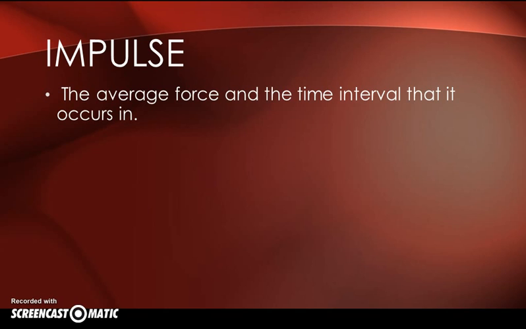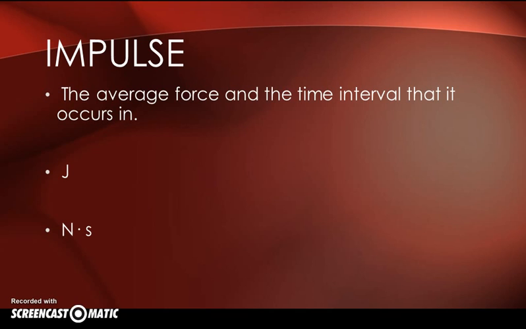So for example, you have an object, and there is a force being applied to that object. The time that it takes for that force to be applied, that's your impulse. Impulse can be represented by the letter J. You'll see that later on in the formula. And the units for impulse are newtons multiplied by seconds. So that's just the force multiplied by the time.